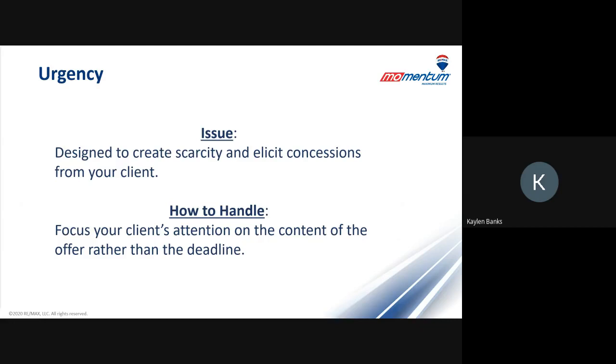Lastly, urgency. This is where your counterpart may stress the need for urgency in a negotiation to create scarcity or elicit concessions from your client. Be sure to revisit that discovery stage to learn more about the interests of the counterparty before responding to an offer. Focus your client's attention on the content of the offer rather than the official deadline. This is a valuable strategy to most effectively determine where you're going to go next.